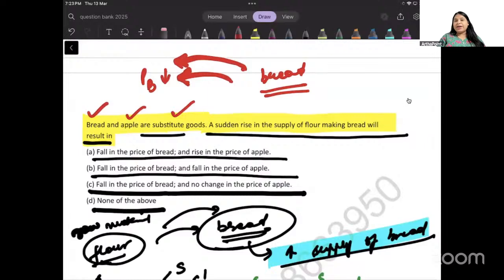आप एप्पल मार्केट के बारे में अभी कुछ नहीं बोल सकते. So you cannot say what will happen to the price of apple. हमारा सारा एनालिसिस अराउंड द प्राइस ऑफ ब्रेड रहा है, right? So answer should be C. There will be fall in price of bread, but we have no change in price of apple. अभी के लिए एप्पल मार्केट में कोई असर नहीं हुआ, right? Okay, so answer will be C.